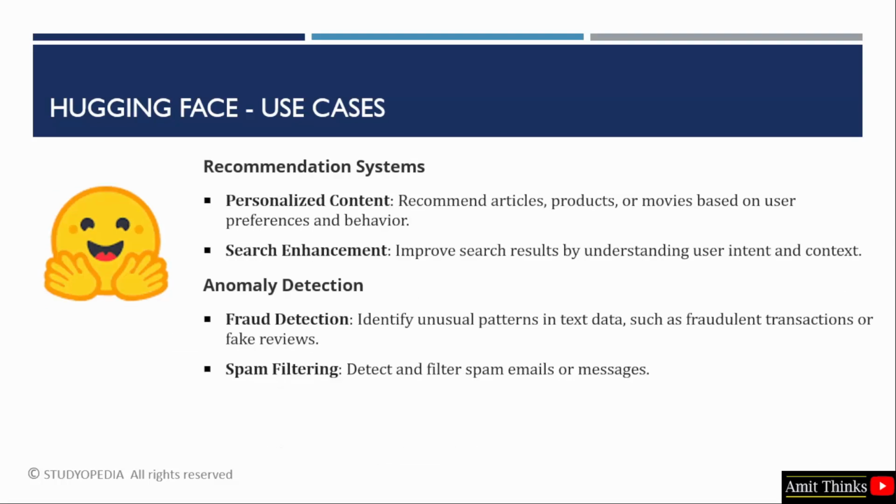Then comes your recommendation systems. You must have seen it on Netflix or Amazon Prime. You can easily recommend movies or web series using what people are actually liking in their accounts. With that, enhance the search results by understanding the intent of users and their context. Also detect frauds easily. With that, regarding emails, easily detect and filter spam emails.